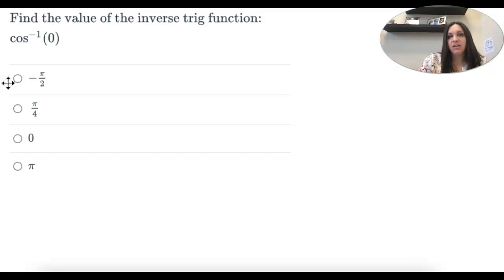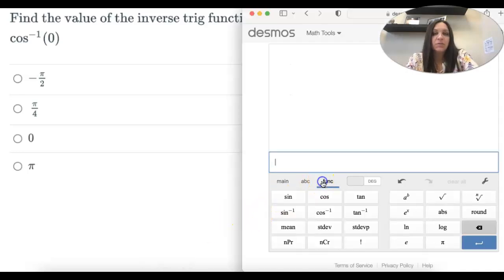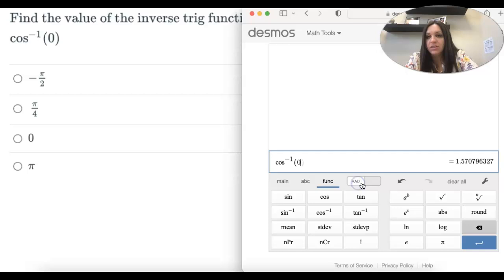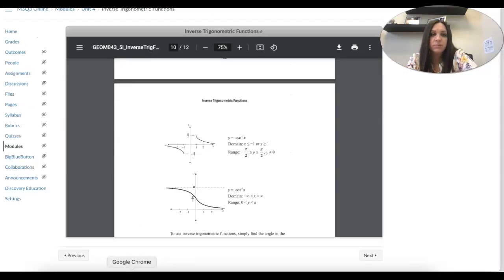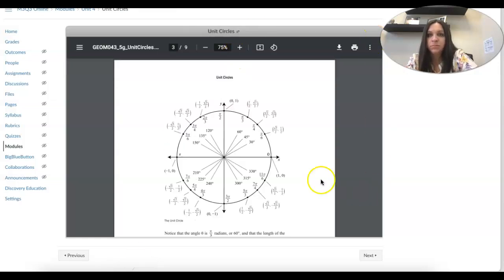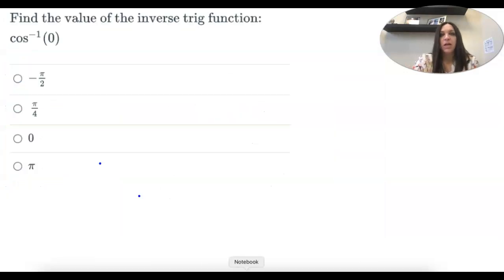Find the value of the inverse trig function. So last time we went to the unit circle and we looked. I just want you to know that sometimes you're welcome to just use Desmos. So this tells me 90 degrees. If I go to radians, it's a decimal because of pi. So if I want cosine of 90 degrees, I'll go to my unit circle. And here's 90. 0, see? So we're at pi halves. But again, because we're looking at the restricted domain in this, it's going to be negative pi halves.